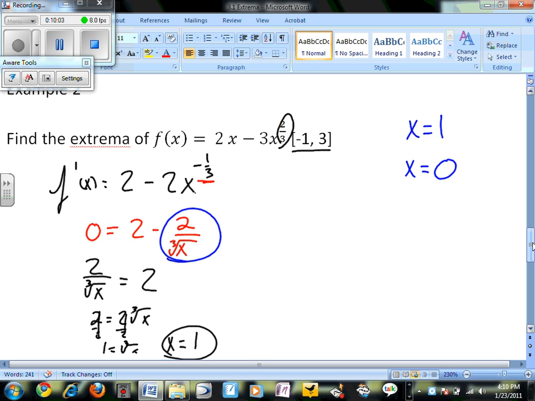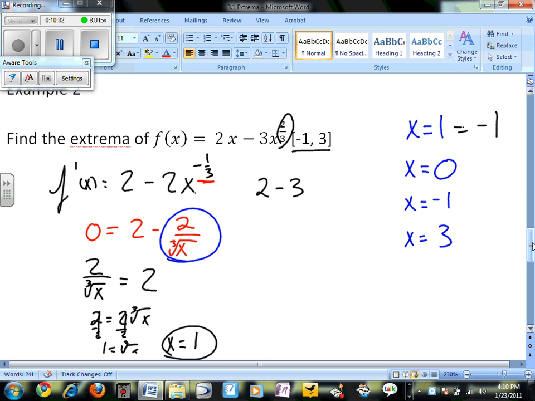All right, and then I also have my endpoints, x equal to -1 and x equal to 3. We're going to plug these in and figure out which is our max and which is our min. All right. So let's choose x equal to 1. If I choose x equal to 1, I'm going to have 2 times 1, which is 2, minus 1 to the 2/3 power. So 1 squared is 1. The cubed root of 1 is 1. So 2 minus 3... I'm going to get -1.